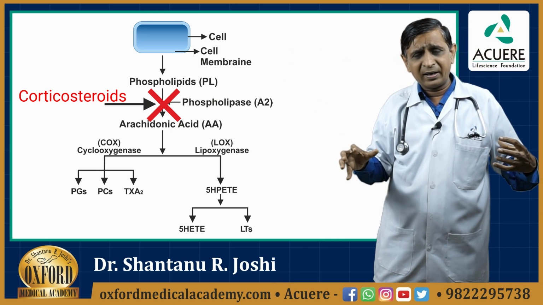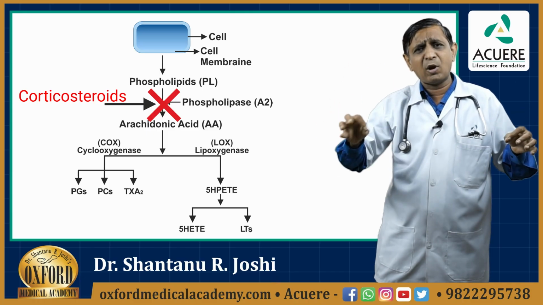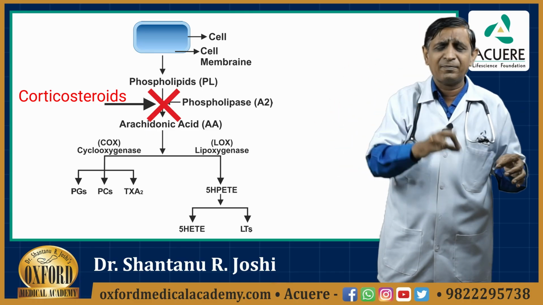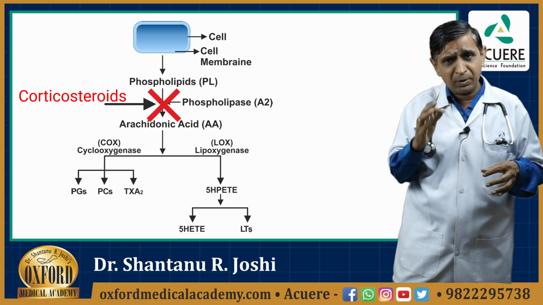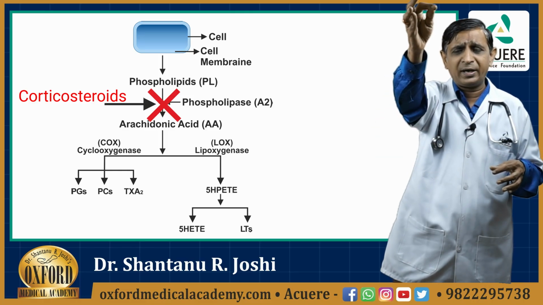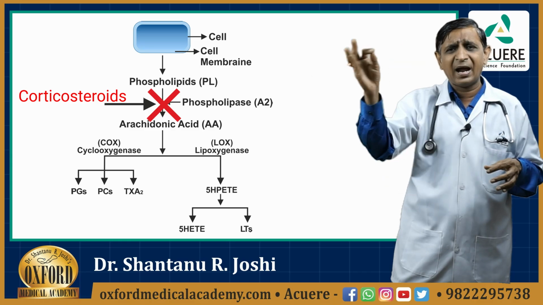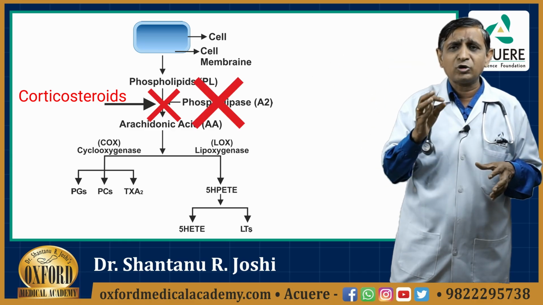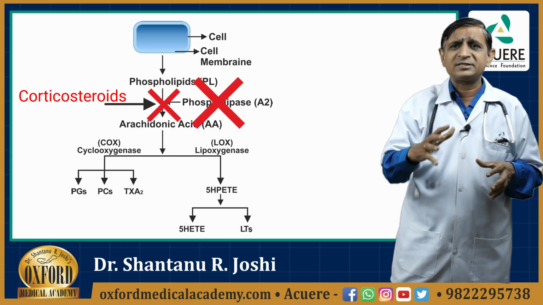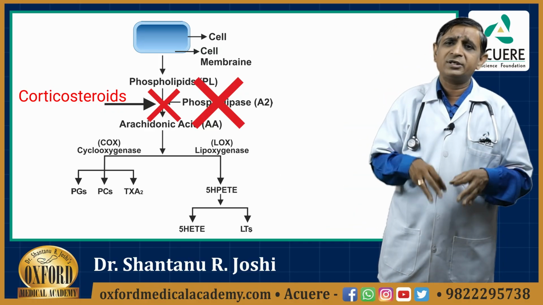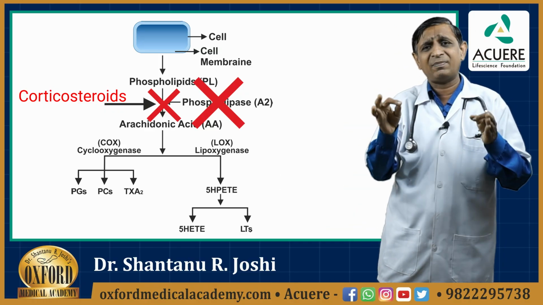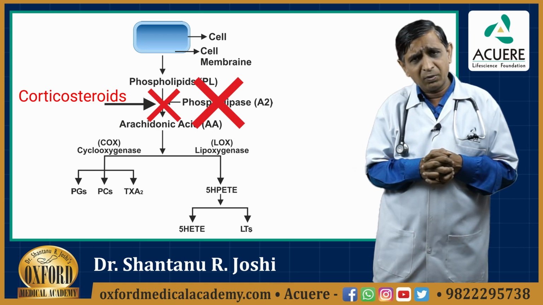And that's why both pathways will be blocked by a single type of drug, and that is corticosteroid. Because corticosteroids block the conversion of phospholipid into arachidonic acid by blocking the enzyme phospholipase. Steroids block phospholipase, and that's why corticosteroids are the strongest anti-inflammatory drugs of this world.